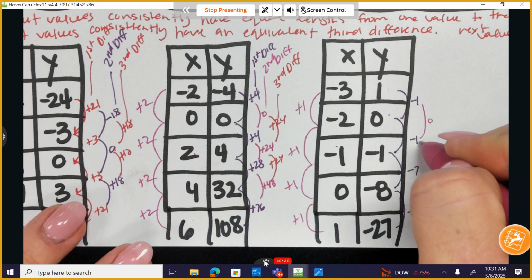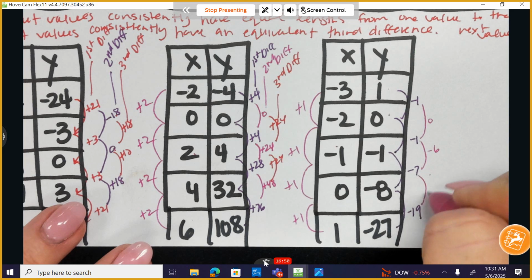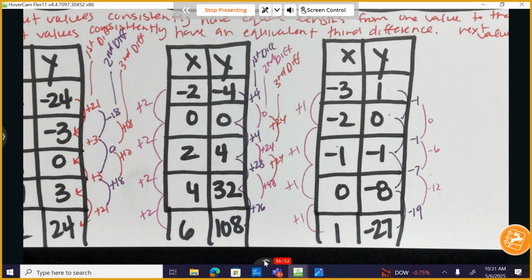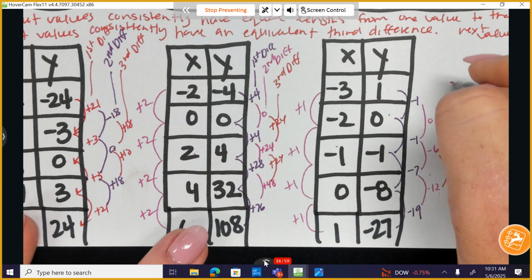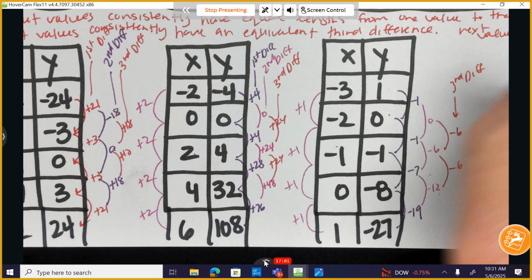Okay, second difference. There's no change. I went down 6. I went down 12. Second difference in pink, not the same. Now here, I went down 6, and I went down 6 again. The third difference is the same.